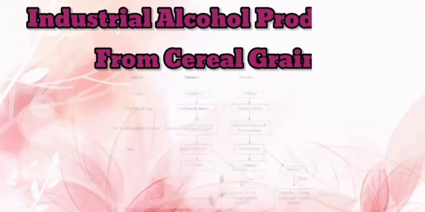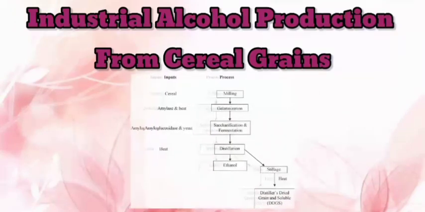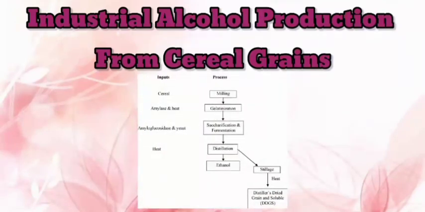Industrial alcohol production from cereal grain. For making alcohol, firstly we need to take the cereal grain. Then we have to gelatinize it by amylase and heat. After that we have to do saccharification and fermentation. Then do distillation by heat. And in this way ethanol or alcohol can be produced.